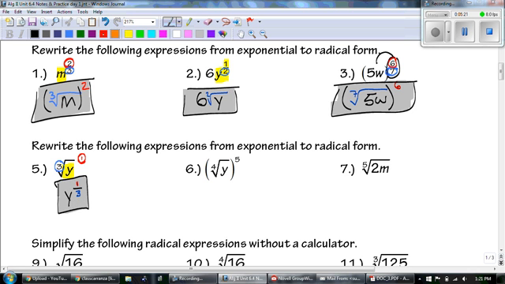Okay, number 2, my base stays the same. It's going to be a fraction up here. The 5 is my numerator, and the 4 is my denominator. So we have y to the 5/4.